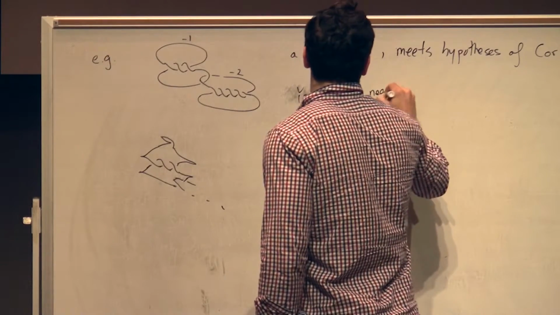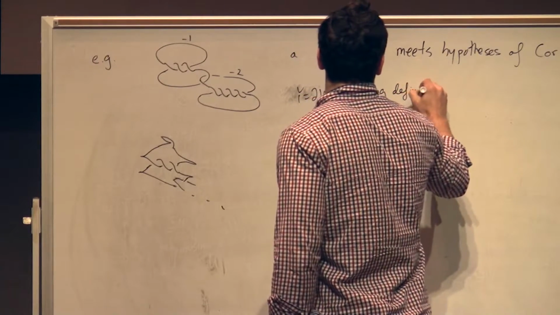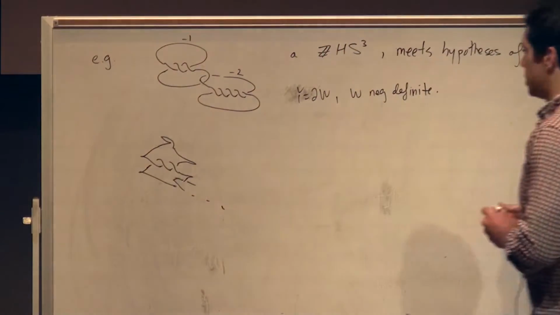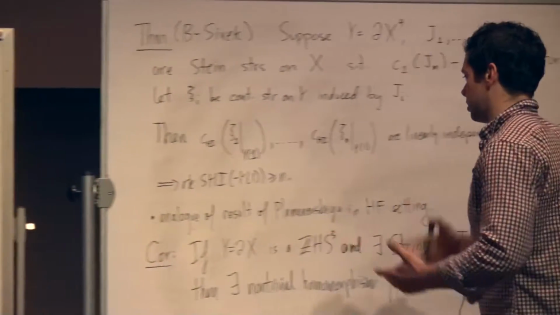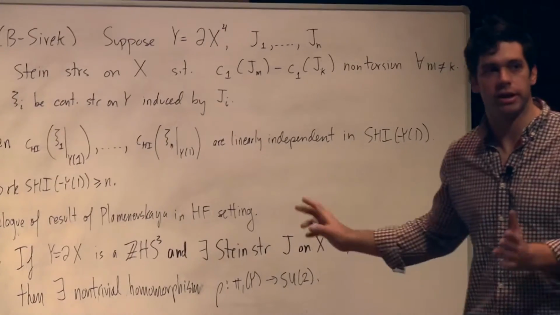It will be negative definite. Okay, so here's just a very simple example. There are millions; it's very easy to construct examples.